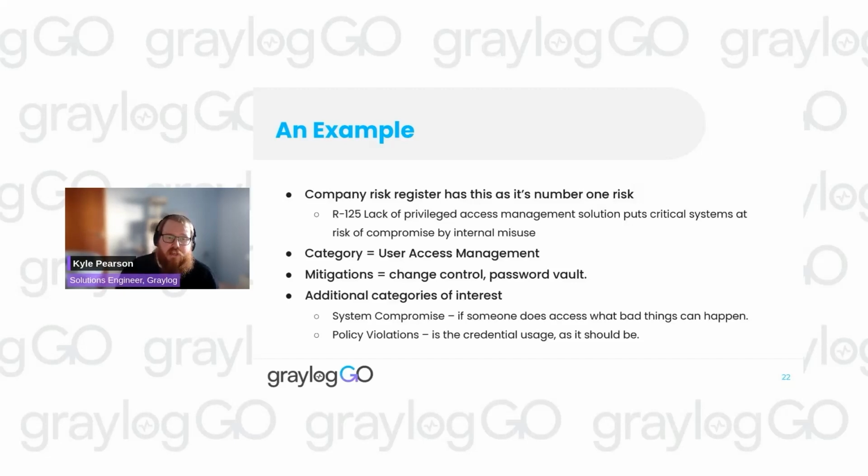There might also be additional categories that we consider, like system compromise. If somebody actually does misuse the system, what kind of things can happen? It might just be policy violations. Does somebody actually follow the change control process? Does somebody check the credential out of the password vault? So it could just be policy violations. We want to think about all the things that might surround our use case as well.